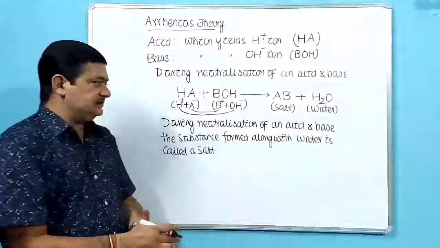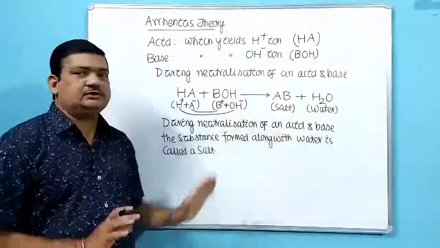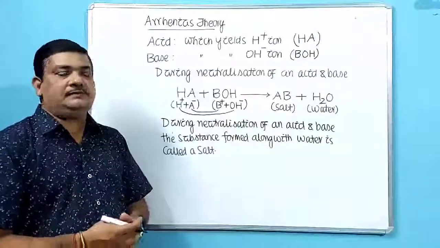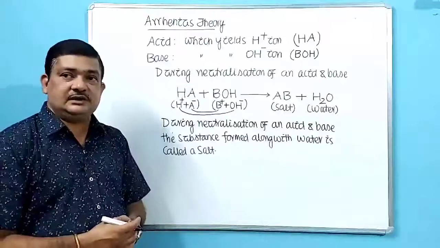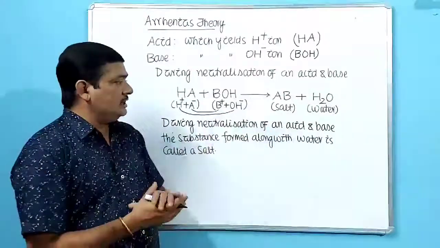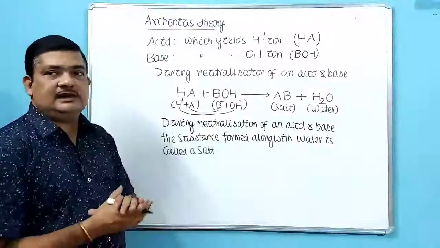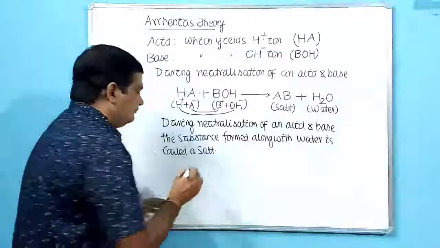So in acid base neutralization, water will be formed, and the substance formed other than water is called salt. So the substance which is formed along with water during the neutralization of an acid and base is called as salt. Look at the salt clearly. It has two parts, A minus and B plus. So every salt has two parts.